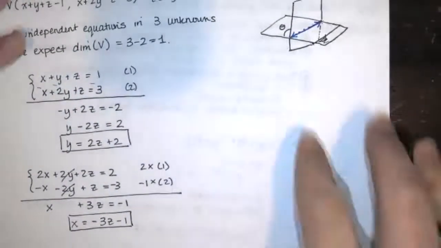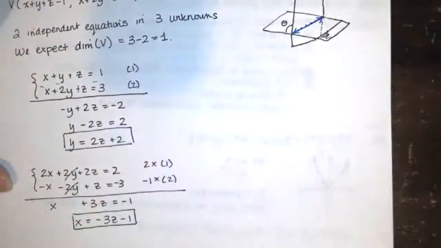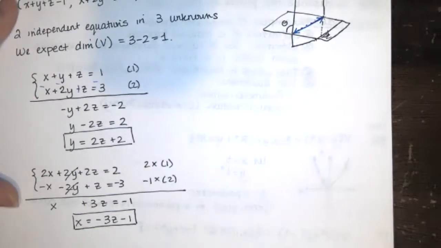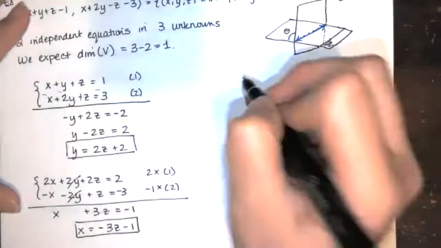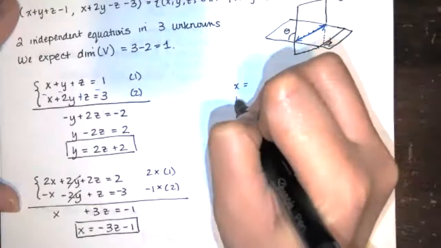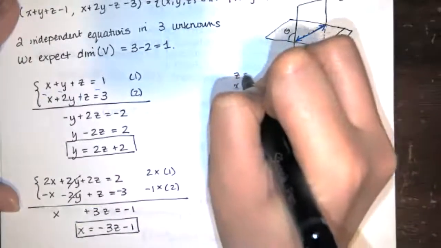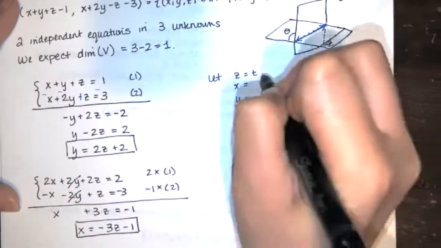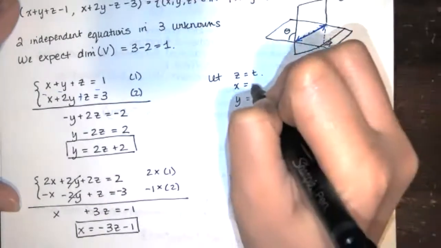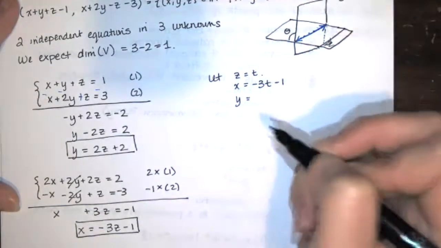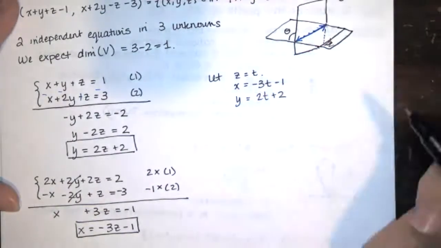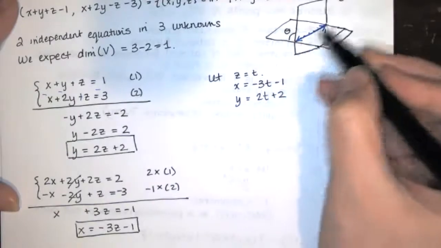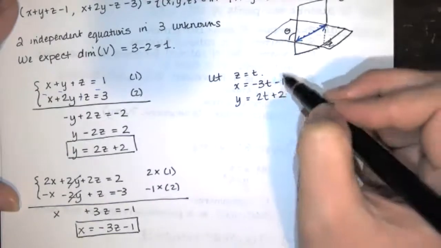Now, because we know what's coming, we know we don't need to try to solve for z in terms of x or y. z is free to be anything. So what I would recommend you do at this point is just let z equal t. Then if z is equal to t, x is -3 times t minus 1, and y is 2 times t plus 2. And now we have parametric equations that describe that line, which makes sense.